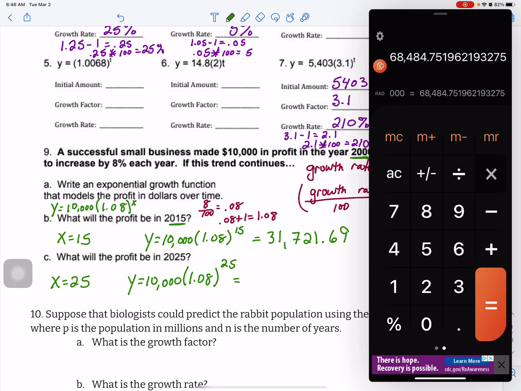So this would say 68,000. Make that into a dollar sign. $484.75.